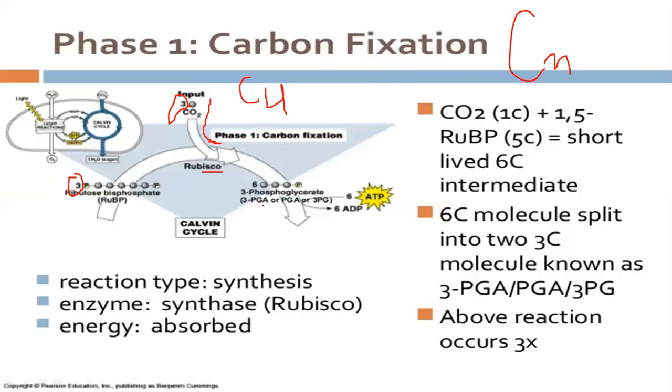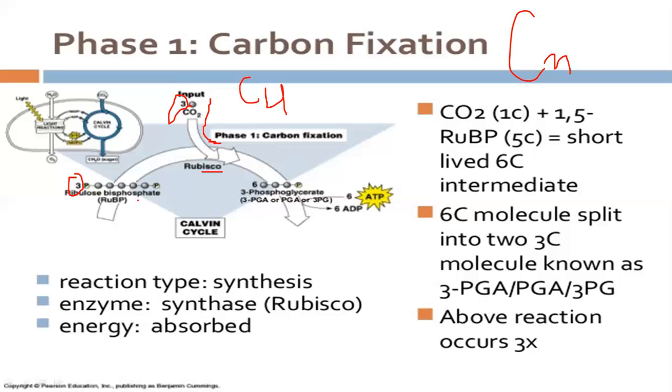3-PGA. Like at carbon number 3, that is 1, 2, 3, at carbon number 3 we are having glycerate having a phosphate group. So let's get started about carbon fixation. When carbon dioxide enters, there must be a host to accept it. That is called the carbon dioxide acceptor.